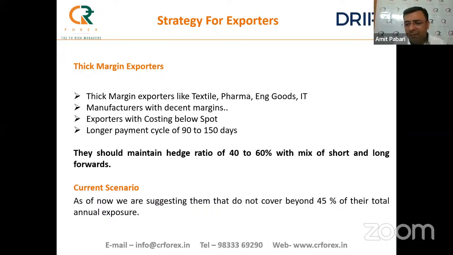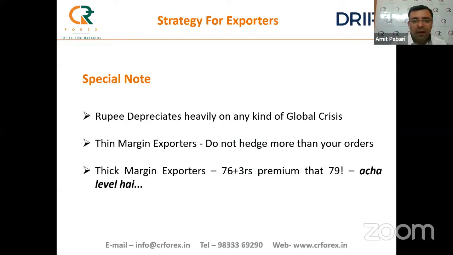Higher level जो मैंने लिखा 77, 78 is a possible target. So they have to wait with a stop loss. Currently, they can wait with a stop loss of 75.25. Now, this is one of the most important key takeaways from today's presentation. Please, इसको note करिएगा.